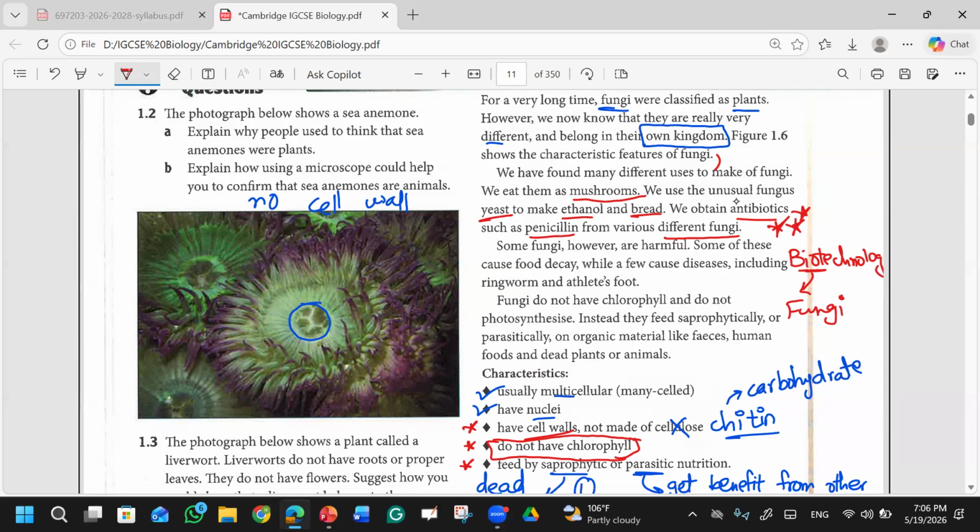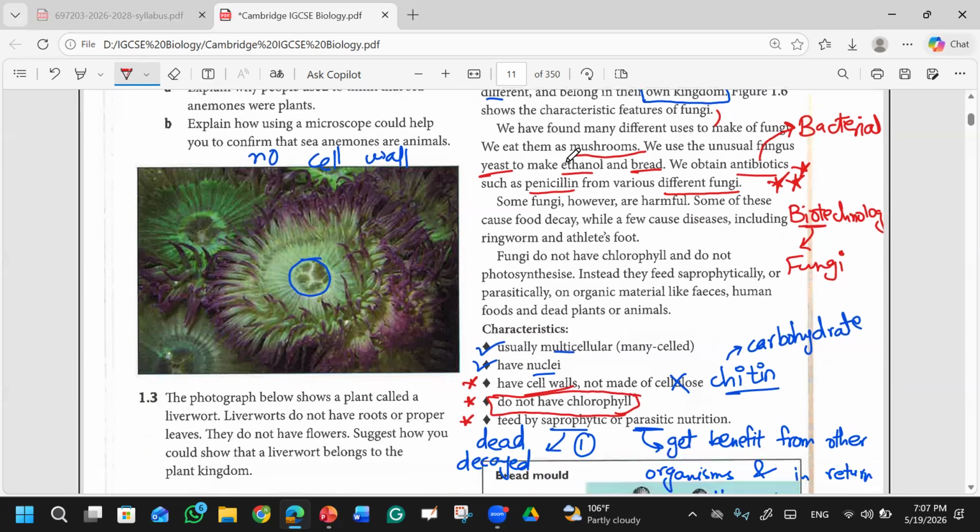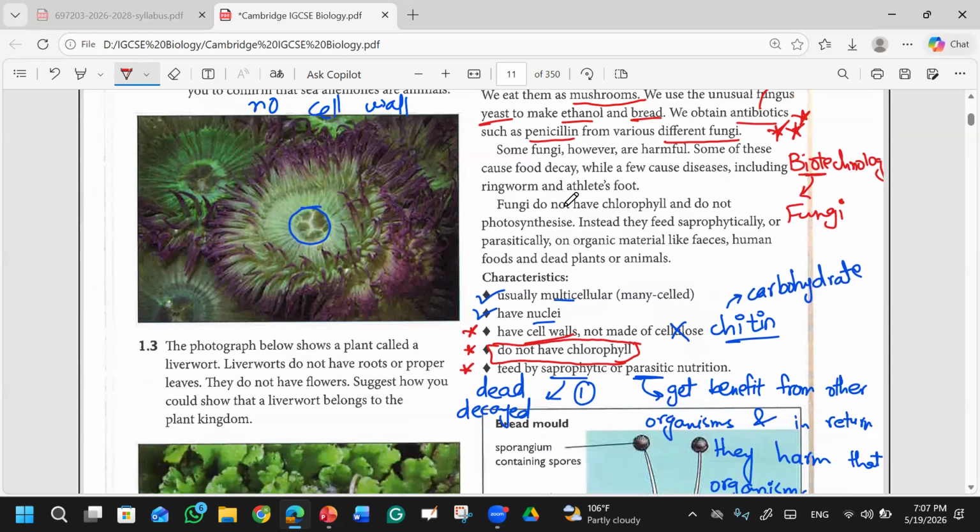Do you know what antibiotics are? Antibiotics are those medicines which are taken to prevent bacterial infections. To prevent bacterial infection, it is needed to take some antibiotics. They are antibacterials. So they have given the example of penicillin. So we can prepare it from the fungi.